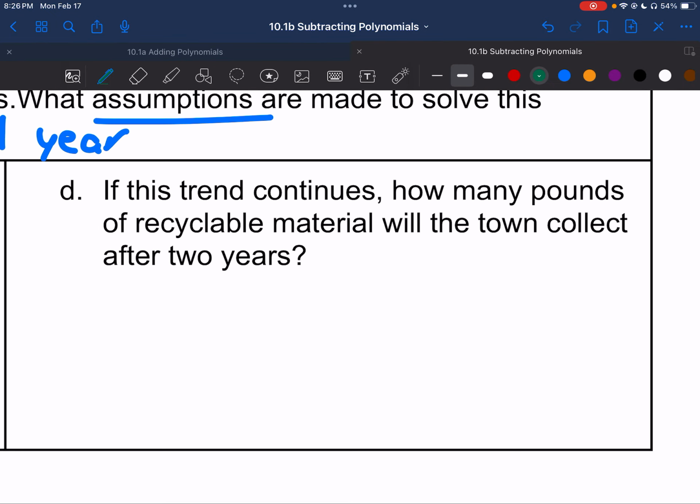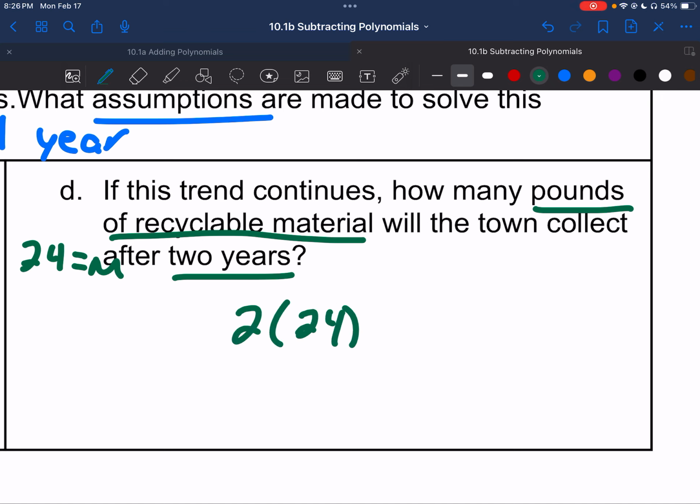If this trend continues, how many pounds of recyclable materials will the town collect after 2 years? Do I need to use the expression I just solved for? No, because we're just asking how many pounds of recyclable material. So we just need that R expression. So we're just using 2m squared minus 7m plus 6. And we're going to substitute in 2 years, that's 24 for m. So we have 2 times 24 squared minus 7 times 24 plus 6.